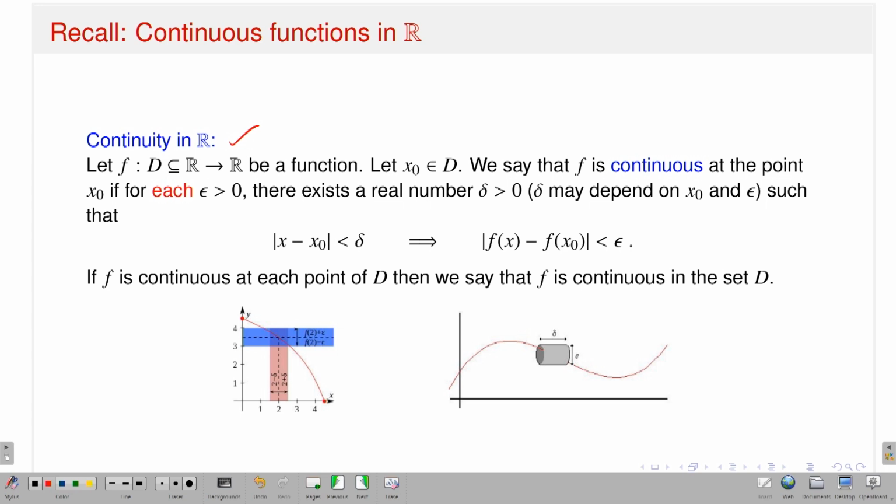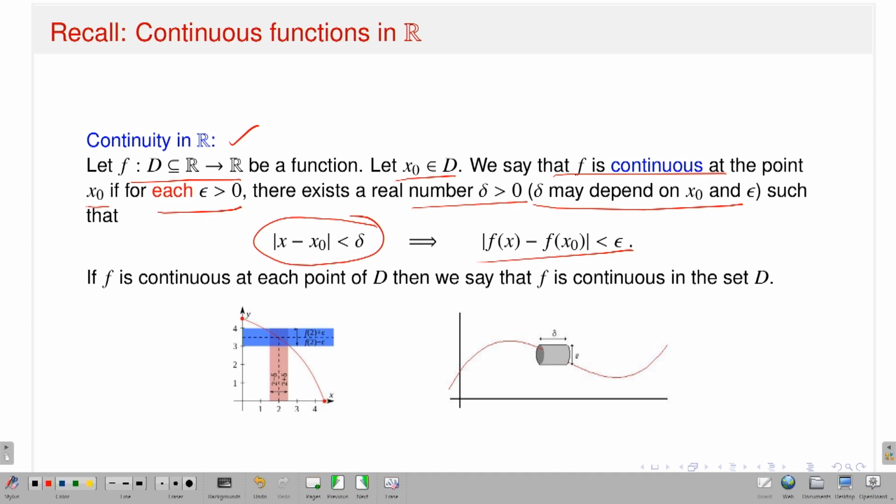If I have a function from R to R, what do I mean by the continuity of f at some point? Let f be a function from D, a subset of R, to R, that means a real valued function with a real variable. Let us take a point x naught in the domain set D. I will say that f is continuous at the point x naught if the following is true: given any epsilon positive, there should exist a number delta which is also positive. Delta may depend on the point as well as epsilon, such that whenever the distance between x and x naught is less than delta, then the distance between f of x and f of x naught is less than epsilon.